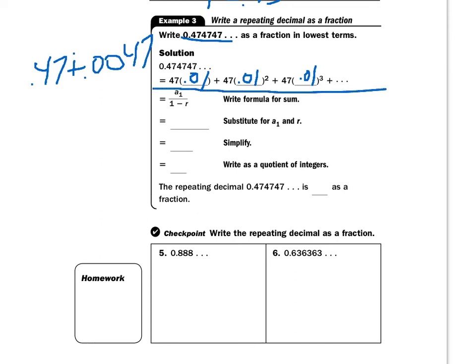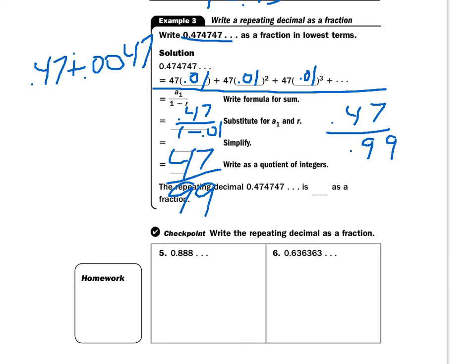So the first term is 47, and the r is 0.01, 1 minus 0.01. So this fraction becomes 47. I'm sorry. The first term was 0.47, okay, because we multiplied it and we got 0.47. So it becomes 0.47 divided by 0.99. So you see that 0.47 over 0.99, if I multiply the top and the bottom by 100, or I just move the decimal 2 places, I get 47/99. And if you would put in your calculator 47/99, you're going to get 0.47 repeating.